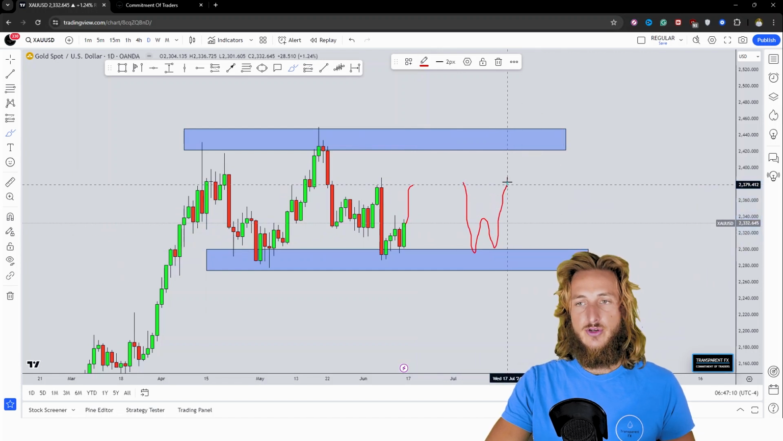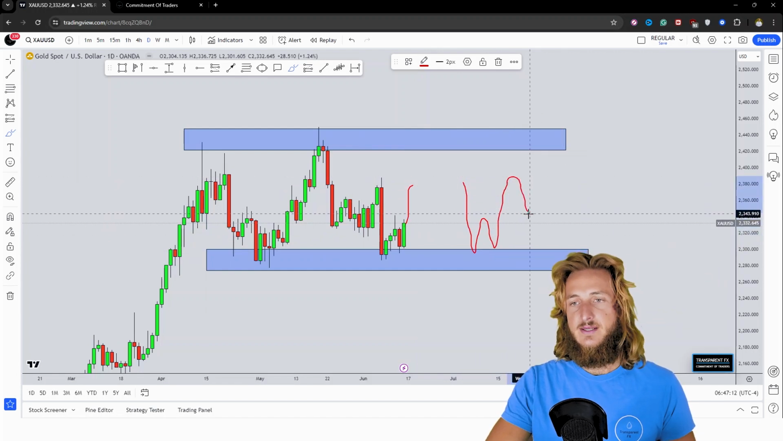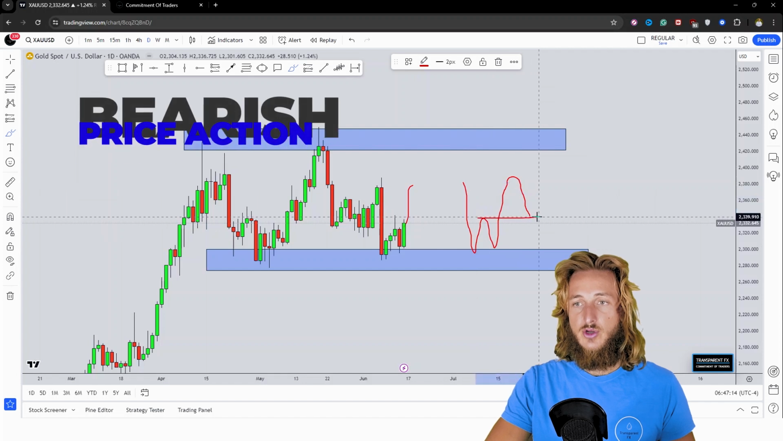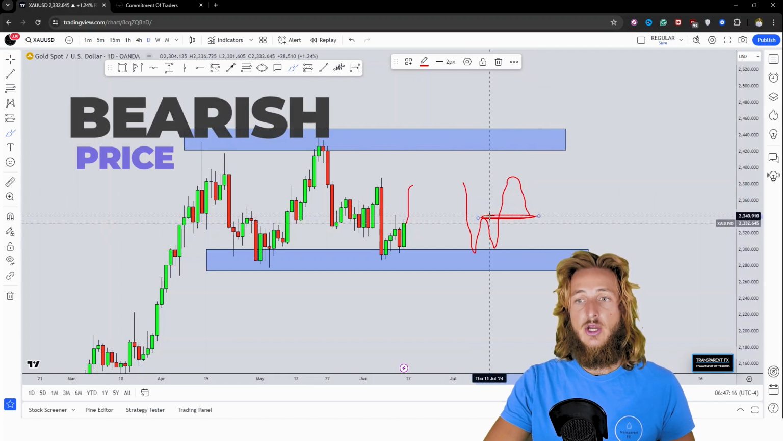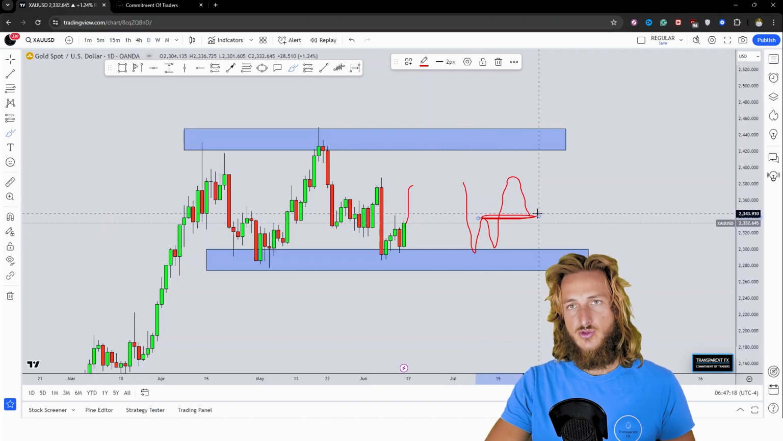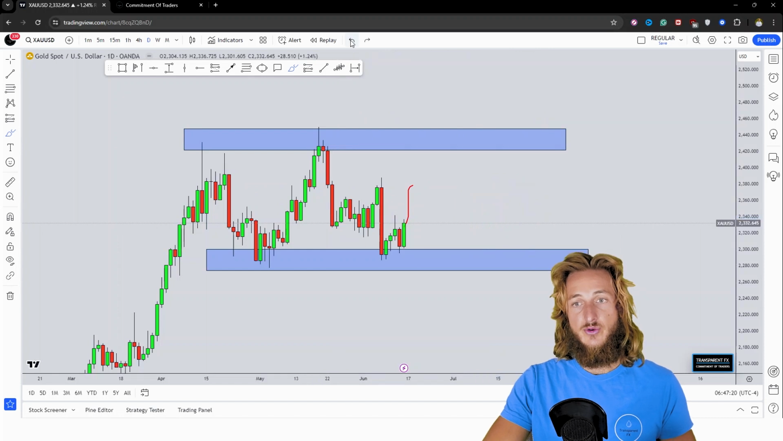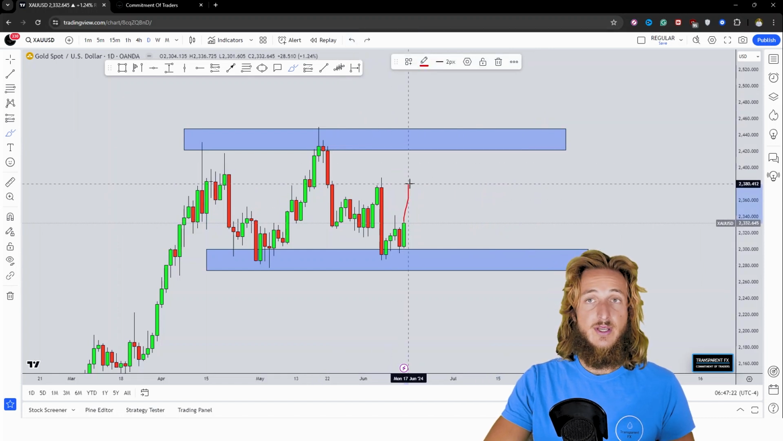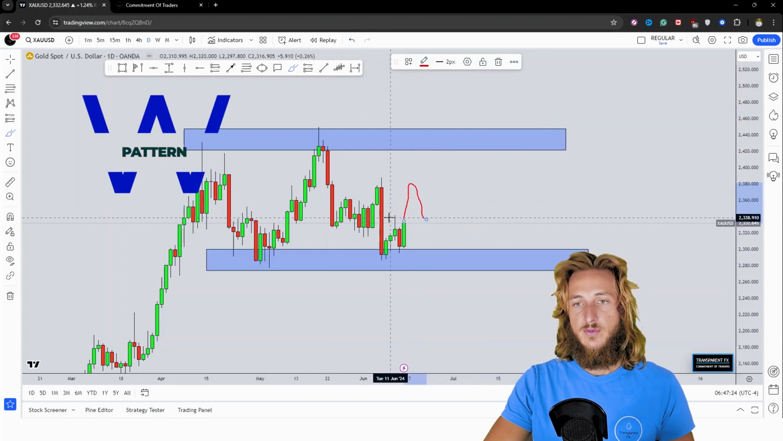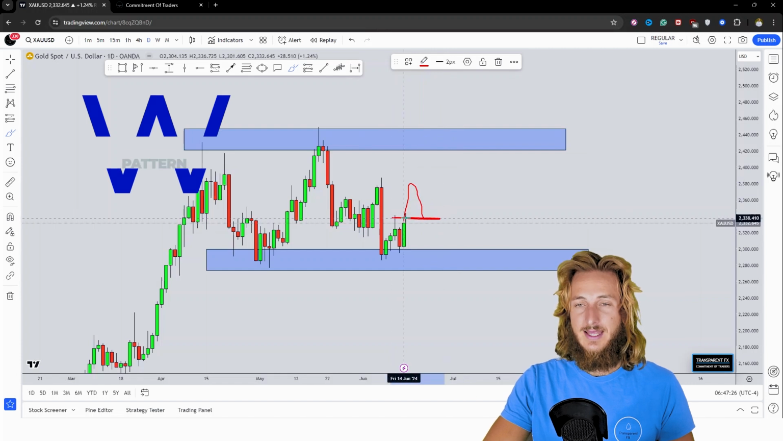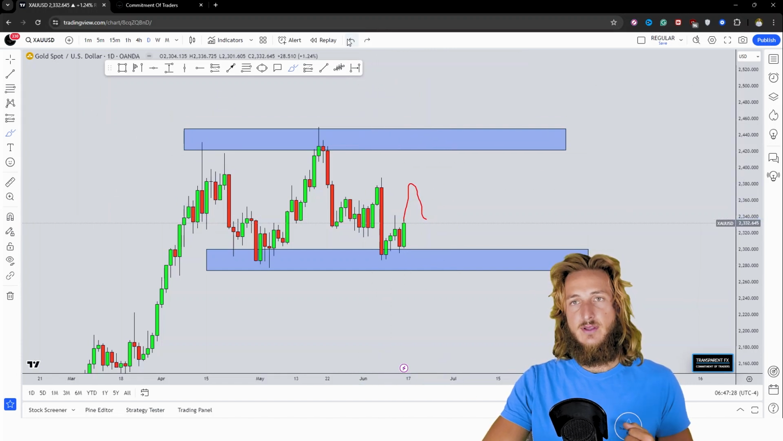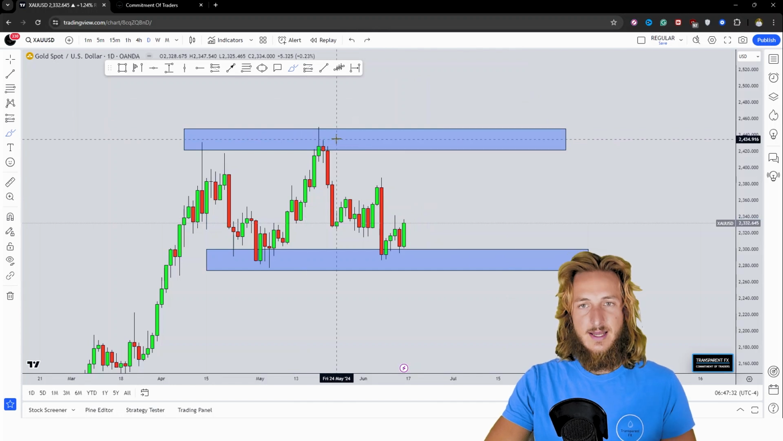And after the creation of a W, what you would expect is a potential rejection to the downside for the completion of the pattern at the neckline, which is the previous resistance turned support from a daily standpoint. So here on the daily, there is definitely the possibility to see this W formation being created and then completed at the neckline. That is definitely a possibility, especially if we are inside of a range from a weekly standpoint.